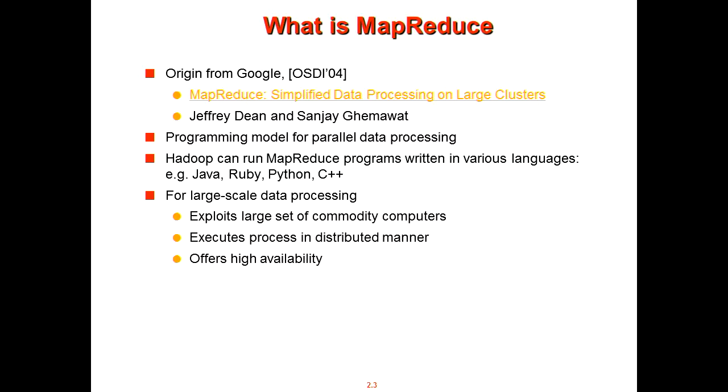MapReduce is mainly used for large-scale data processing in a distributed environment. It exploits a large set of commodity computers. Compared to the traditional relational database, which uses expensive hardware and expensive servers, MapReduce tries to exploit a large set of cheap computers to obtain very powerful computation. It executes processes in a distributed manner. Within a cluster there are many computers, and the map and reduce functions are executed in parallel. And it offers high availability, which means at any time the cluster is able to provide you the computation power to solve your big data problems.